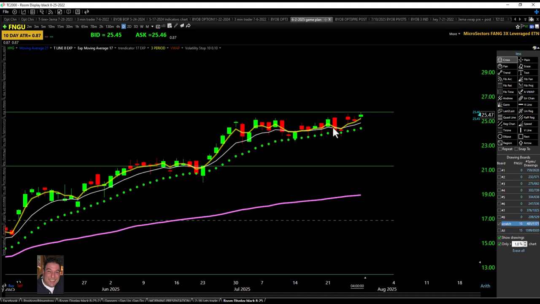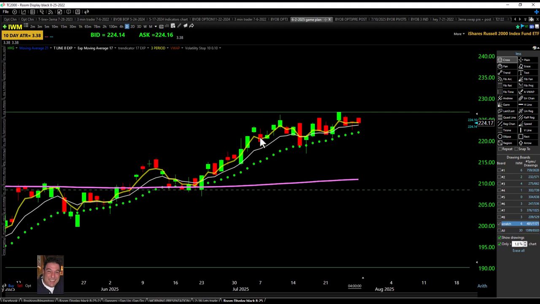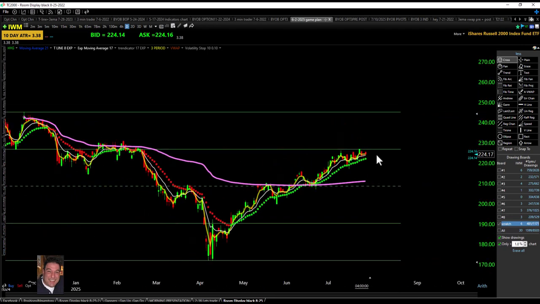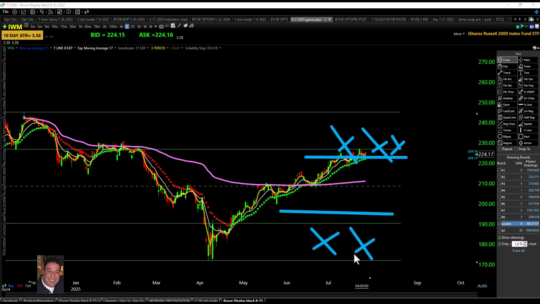Got the launch pad being constructed. Now we're starting to get that breakout. There's FNGU. Let's take a look at IWM. Here's IWM moving up, constructing the launch pad right here at the top of quadrant 3. That's in the upper third, so that's bullish. If you're in the upper third, up here, this is bullish. This is bearish in the lower third. This is neutral all through here.